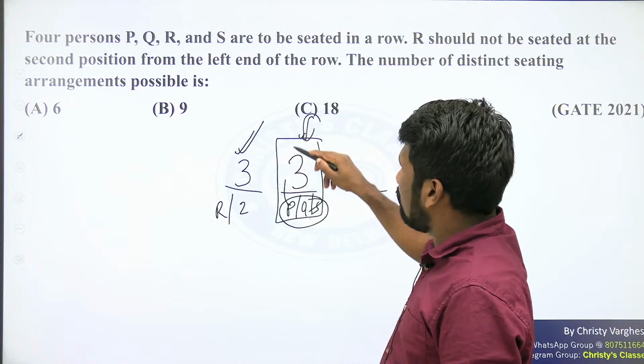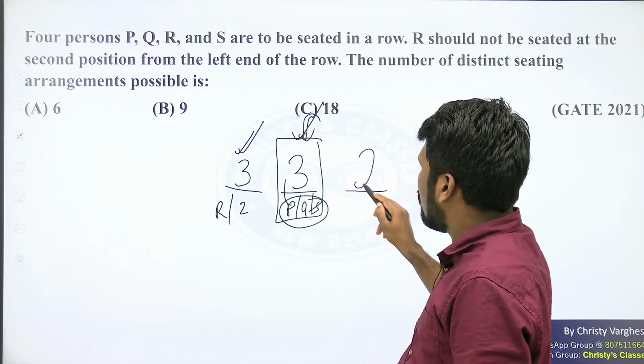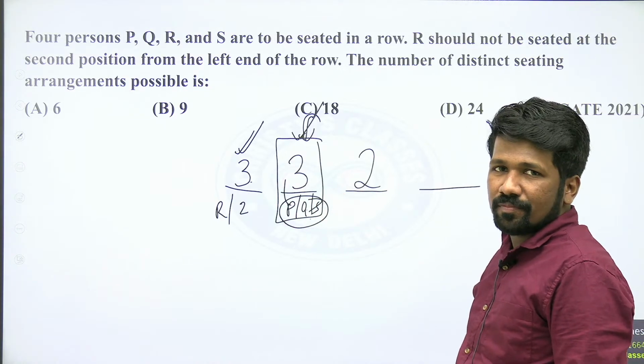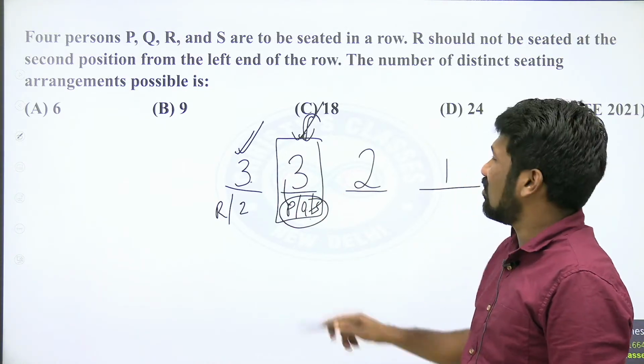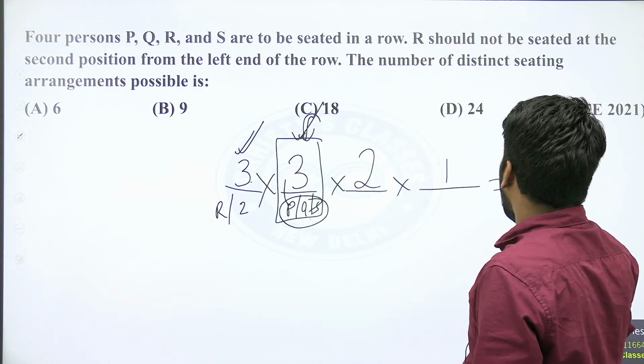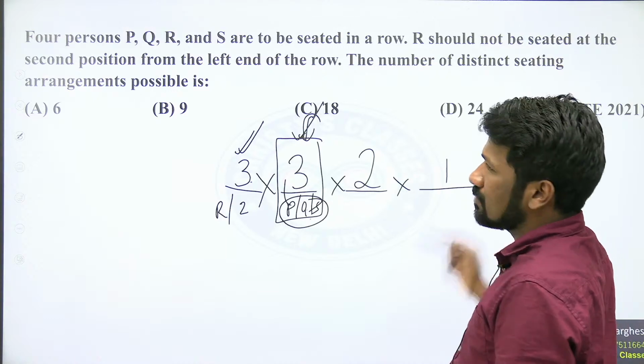Now one person is fixed here, one person is fixed here. So 2 more ways to fill this position because 2 people are already occupied. And 1 way to fill this. So the total number of ways will be, again by the fundamental principle of counting, 3 into 3 into 2, 18 is the answer.